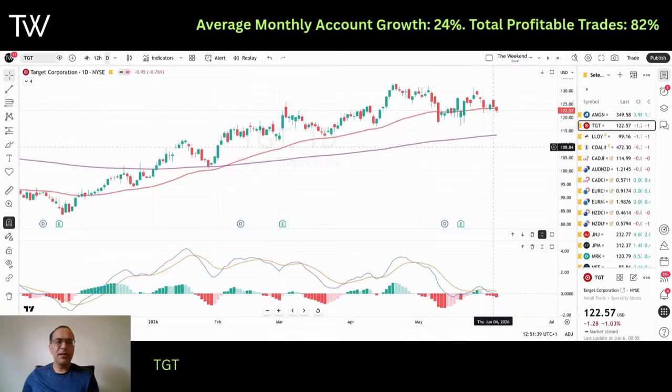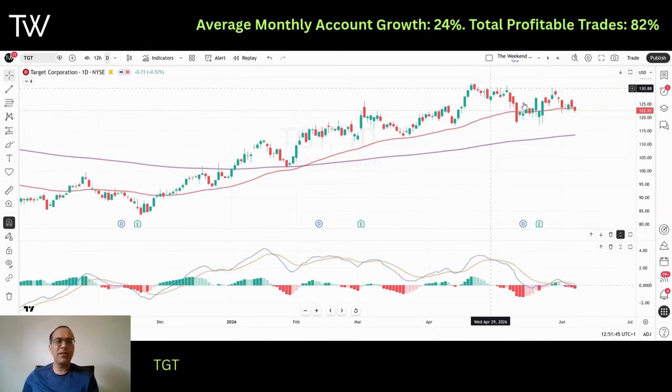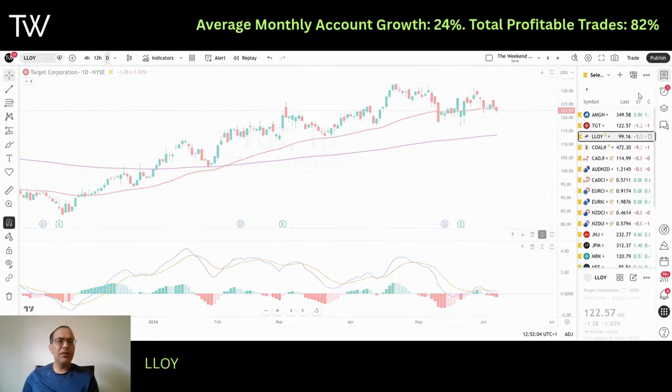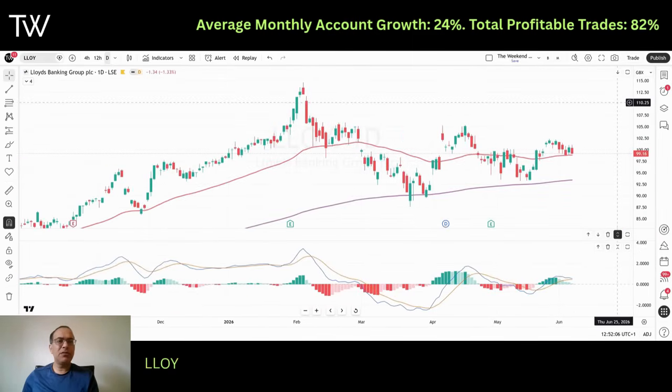Target is another stock, and we looked at it last time as well. The stock is really sitting at the 50 EMA, and it's been moving sideways. So if you do get into it, the stop loss would go below these lows. Here it looks like a pretty good support level at 118 or so, and look for an upside in Target.